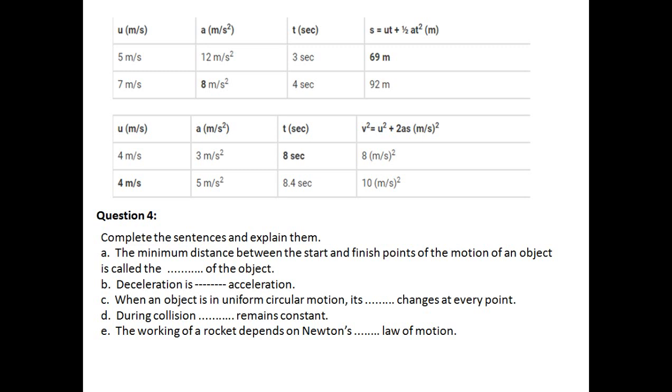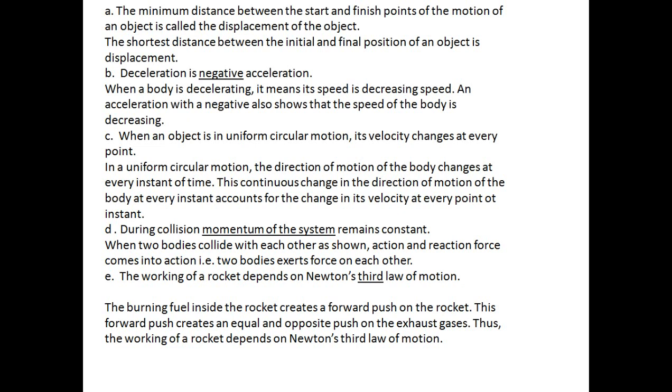Displacement. Because we just now discussed this. The minimum distance between the two objects is known as displacement. Okay, so you can see here the answer is given. The minimum distance between the start and finish point of the motion of an object is called displacement of the object. The shortest distance between the initial and final position of the object is called displacement.